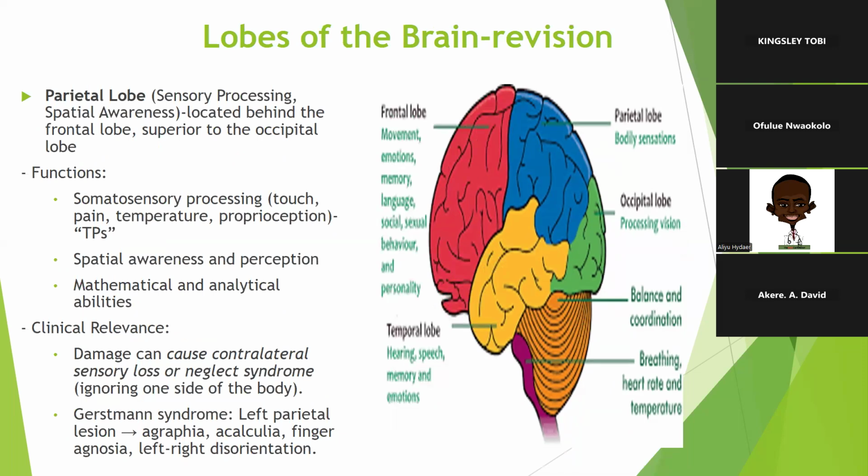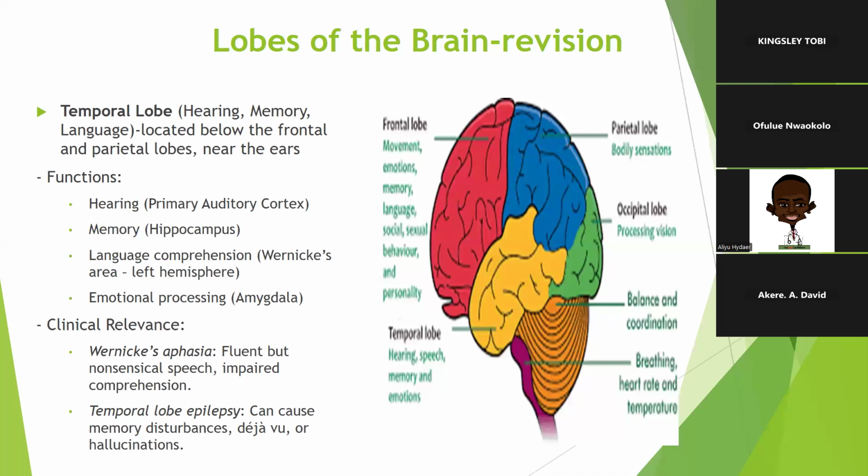The parietal lobe is located behind the frontal lobe, which is directly superior to the occipital lobe. It functions as the somatosensory processing center, which deals with the TPs: touch, temperature, pain, and proprioception. So damage to this part of the brain can cause contralateral sensory loss, or what we know as the neglect syndrome, where the patient deliberately ignores the affected side. We have the Gerstmann syndrome, which is left parietal lesion with agraphia, acalculia, finger agnosia, and left-right disorientation.